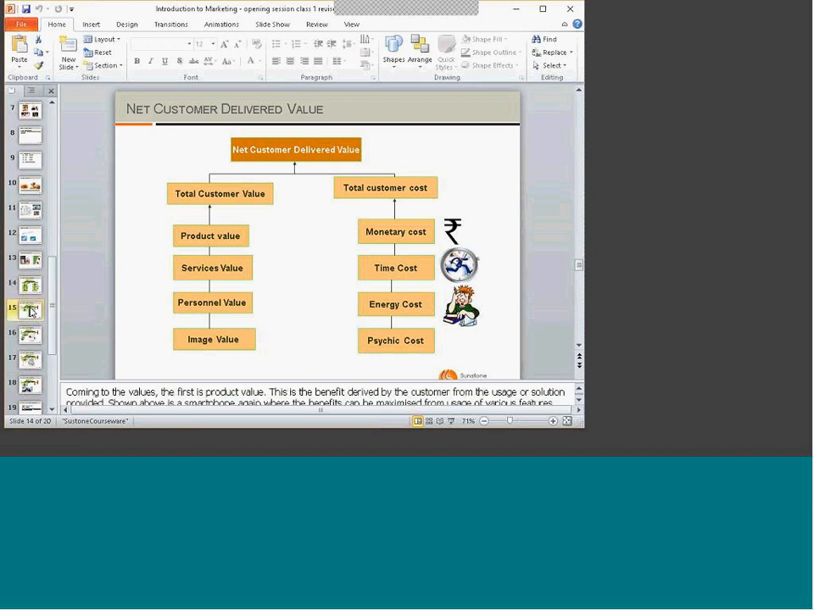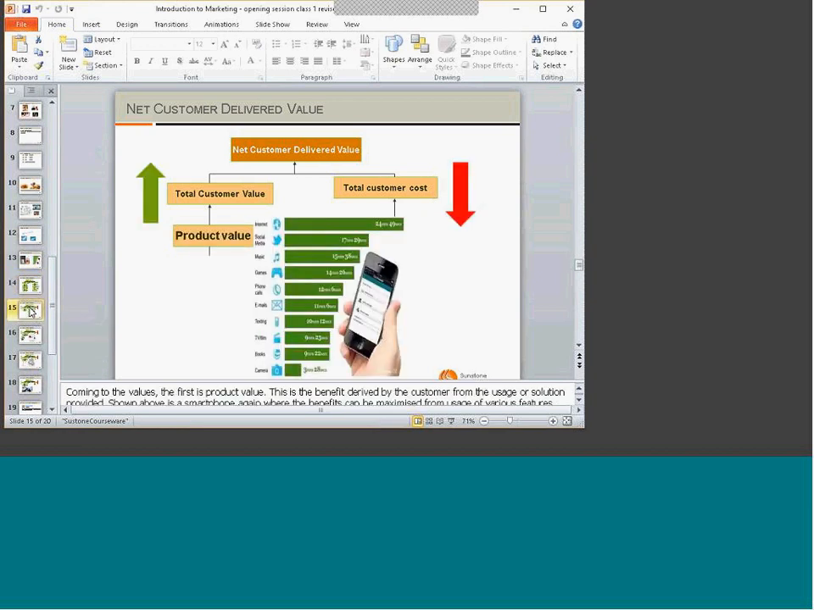Let's look at value, as I just explained to you, price versus value. The product value is the benefit from usage over life. This is the product value for the diamond ring.